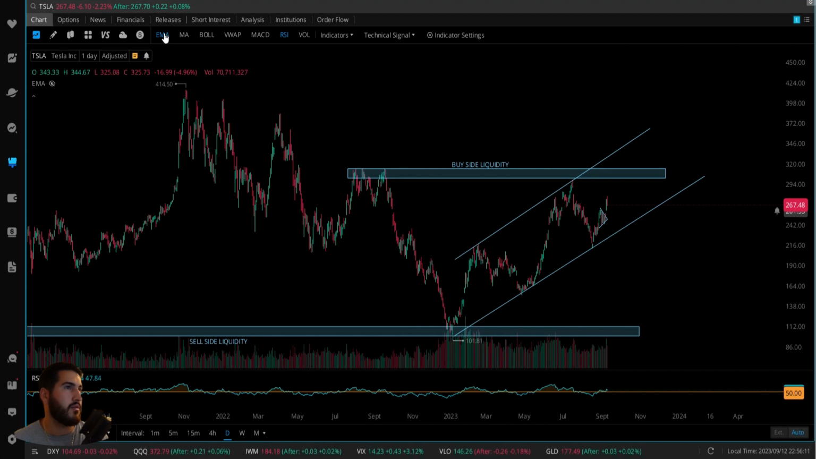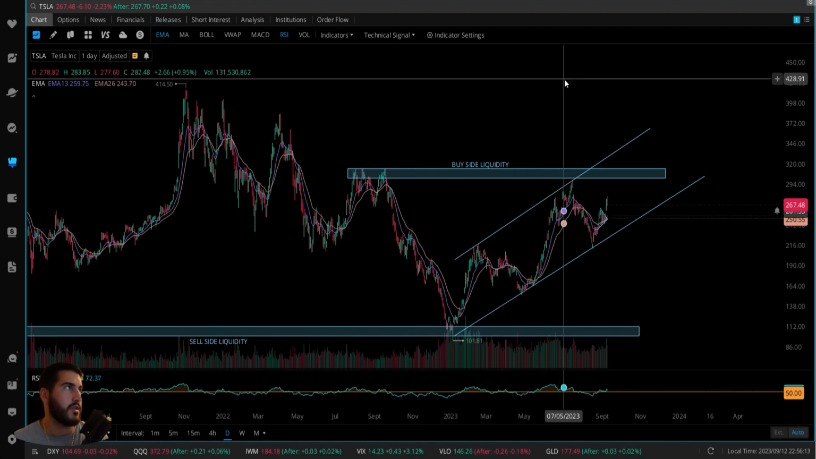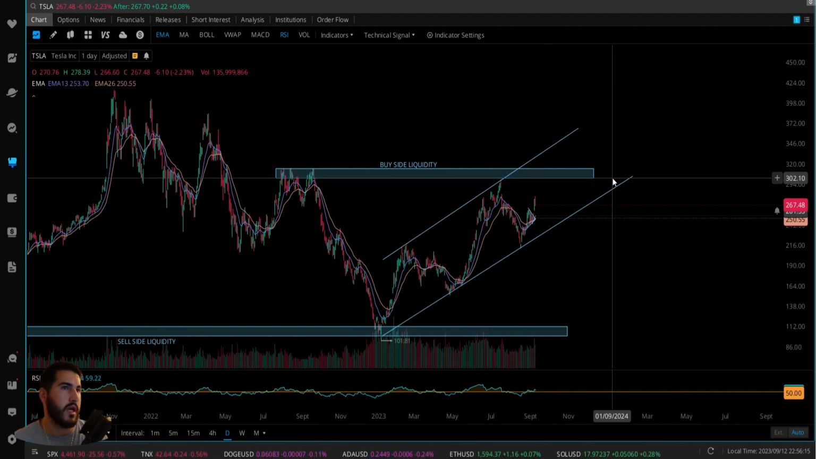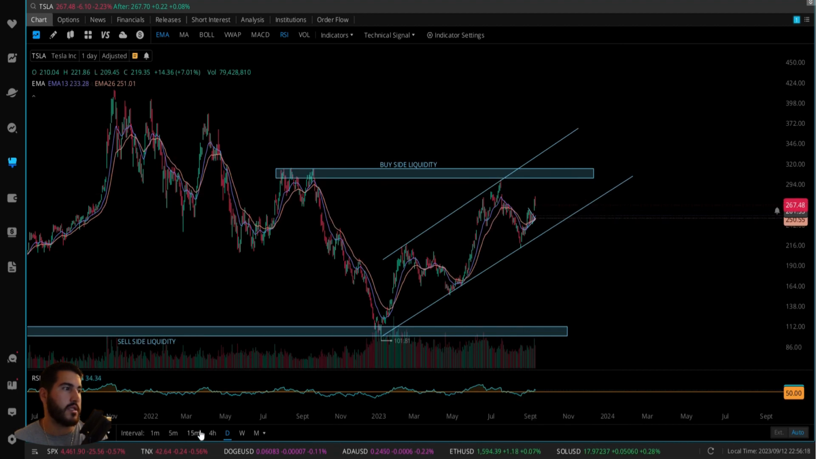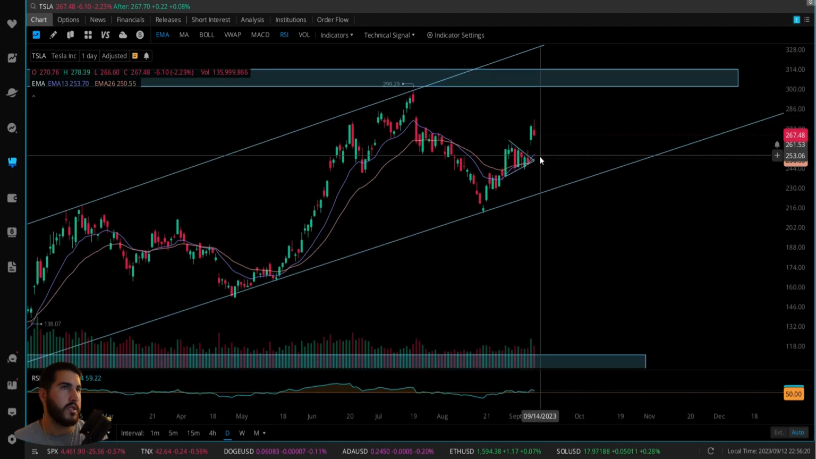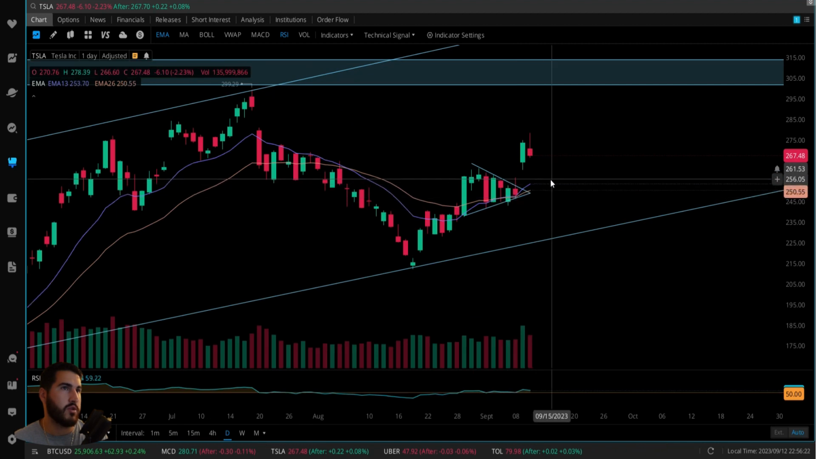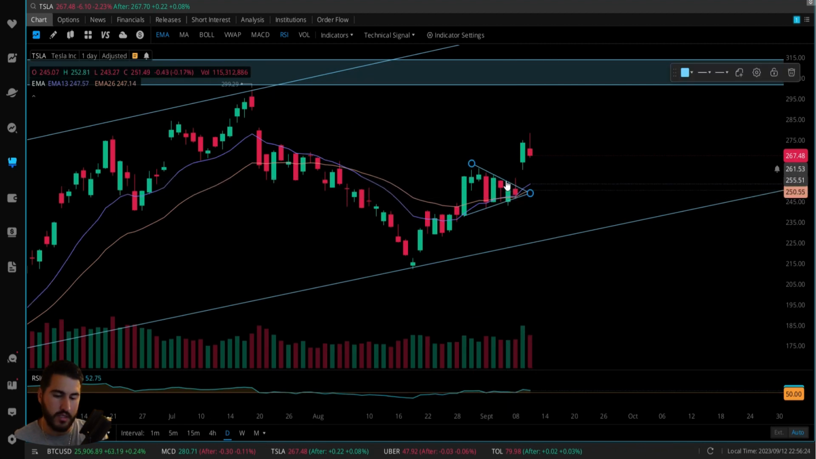The next indicator that I want to show you is what's known as the 13 and 26 EMA, and when that crosses over, what tends to happen with the stock. Well, we did just recently get that crossover, which is a bullish sign for Tesla.